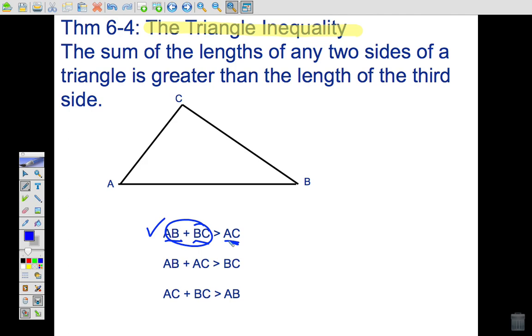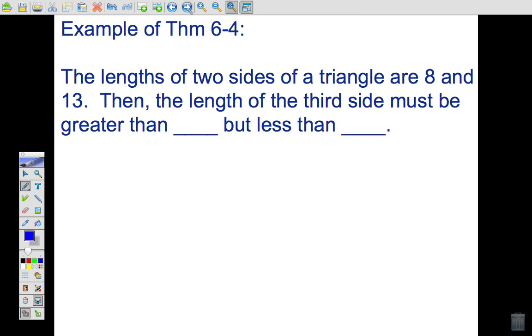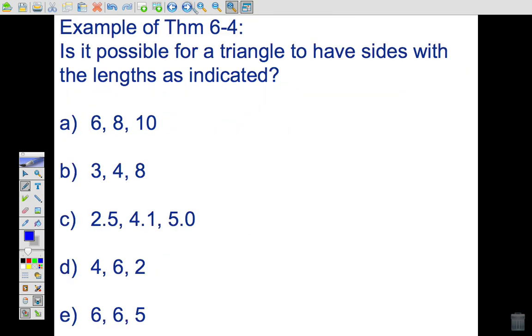And in order for us to have a triangle, I should be able to take any combination of two sides, and it should be greater than the third side. So AB plus AC, that sum has to be greater than the third side BC. And AC plus BC, that sum has to be greater than the third side AB. In order for us to have a triangle, this has to be true. The triangle inequality theorem has to be true. Now let's take a look at an example of that. I'm going to go to examples of theorem 6.4.